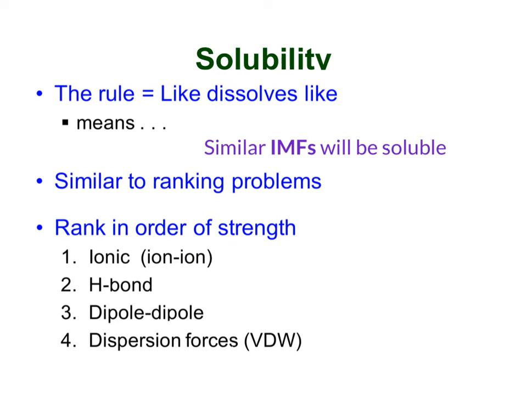For solubility, it's a little bit different. The first thing is, whenever you're doing solubility, you're usually not thinking about ionic interactions. They're actually ion dipole, which means one of them is an ion and one of them is not an ion, it's something else.